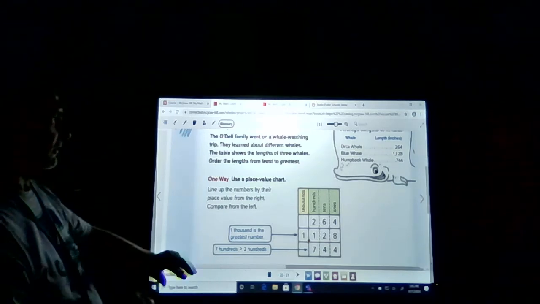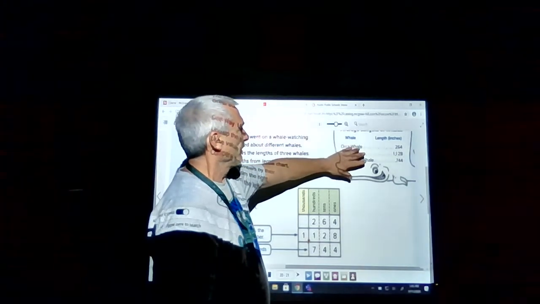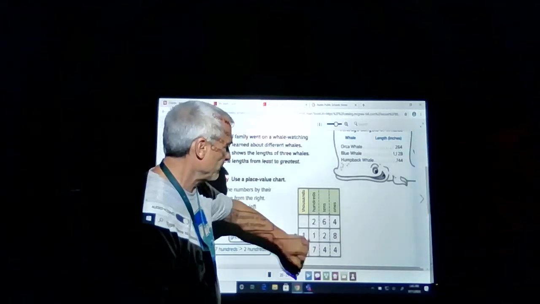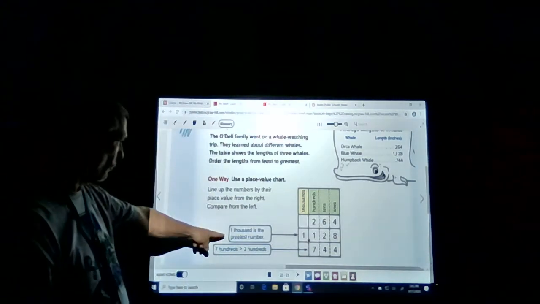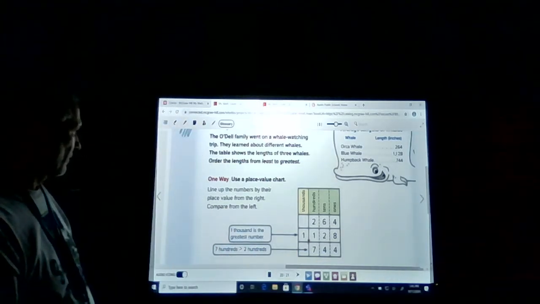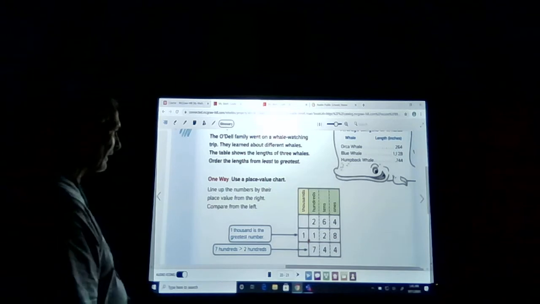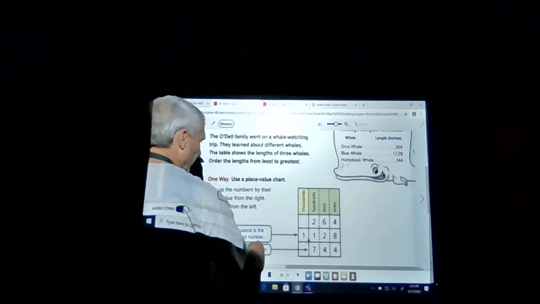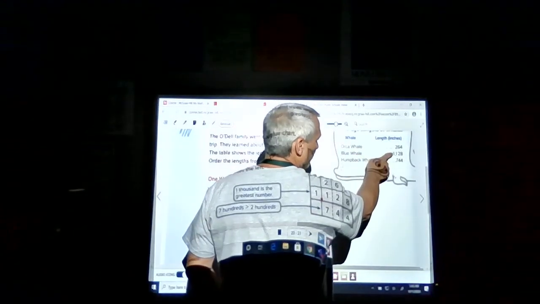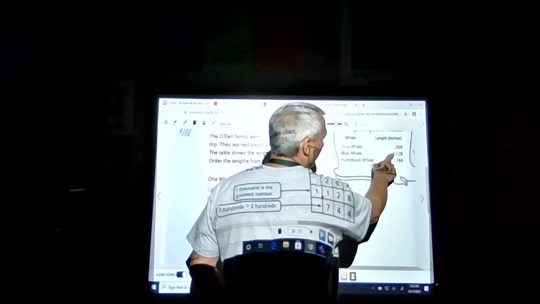I think it's easy to look right here and see the biggest whale, and if you look in the place value chart, you can see the biggest whale, and it says 1,000 is the greatest. So we already know the greatest. And we start from the left. So this is going to be very important. We start looking at the numbers from the left. So we're looking this way, and we see this has more digits, 4 digits, 1 in the thousands.